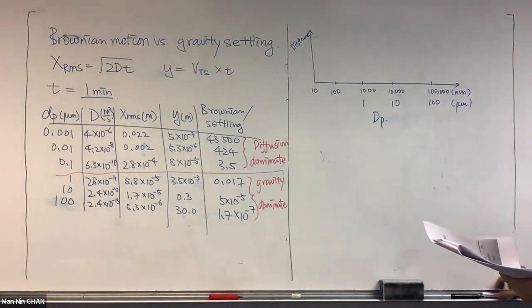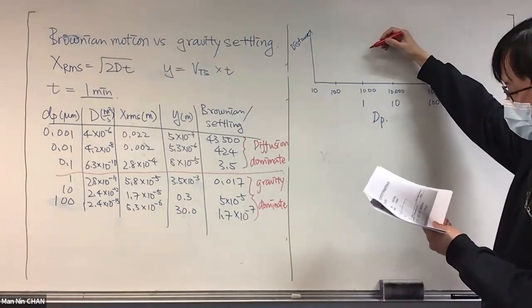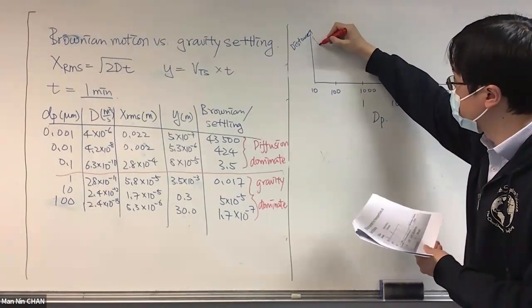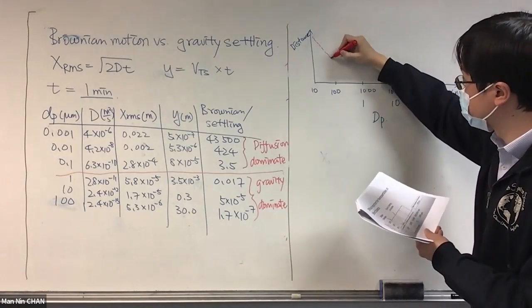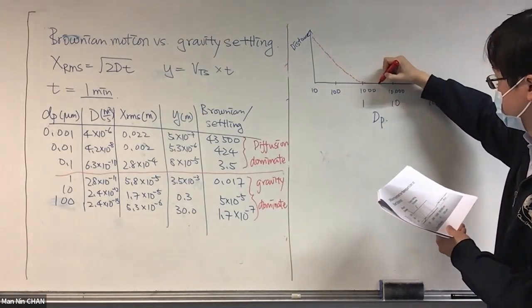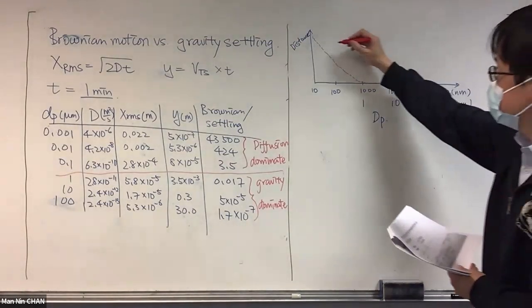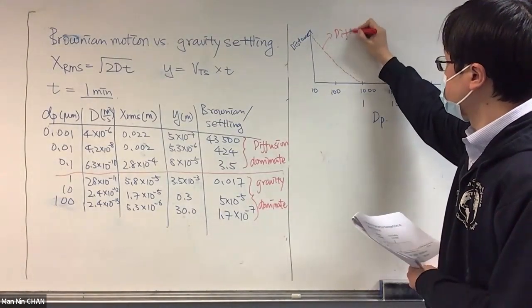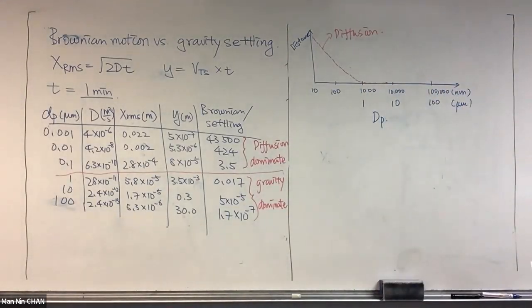you just want to highlight one thing: for small particles, you will find that you see a curve like this. This is called the diffusion. The idea is that a small particle can travel a large distance by diffusion, or we call it diffusion dominant.